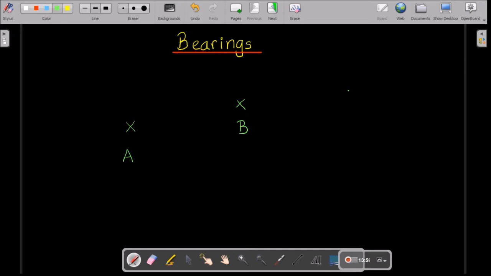This is a very tricky topic. Let's get started. Firstly, what are bearings? Bearings are angles that are drawn clockwise from the north.